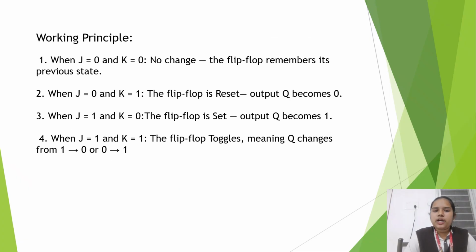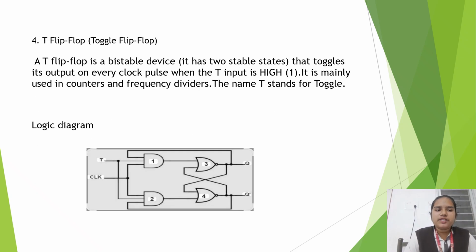The working principle of the JK flip-flop is as follows. When J equals 0 and K equals 0, there is no change; the flip-flop remembers its previous state. When J equals 0 and K equals 1, the flip-flop is reset and output Q becomes 0. When J equals 1 and K equals 0, the flip-flop is set and output Q becomes 1. When J equals 1 and K equals 1, the flip-flop toggles, meaning Q changes from 1 to 0 or 0 to 1. This is about the JK flip-flop.